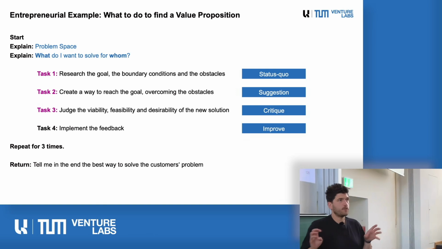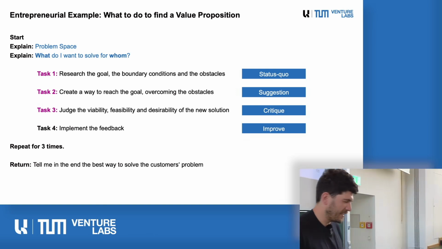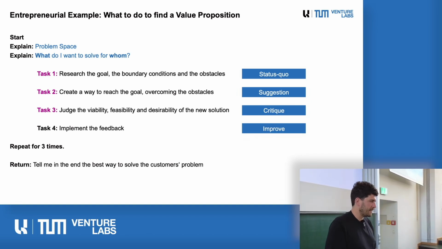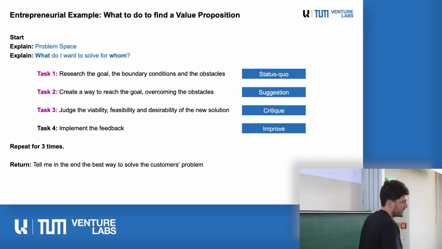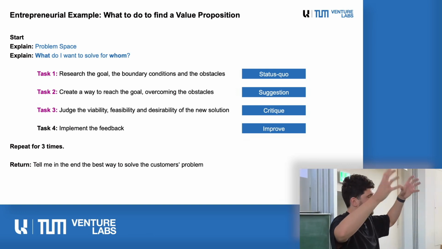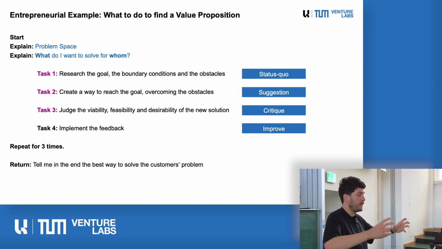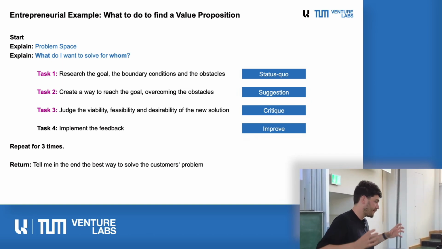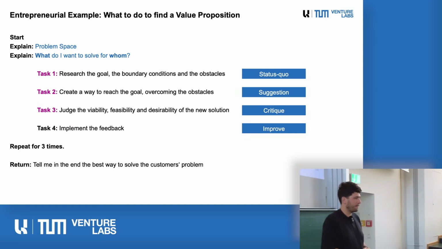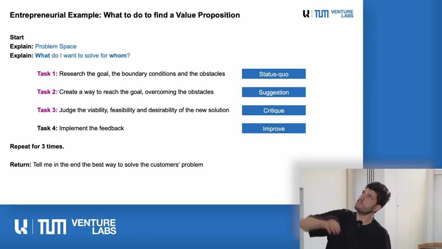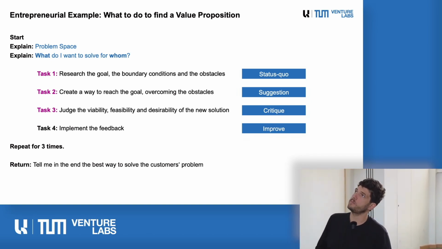A problem space, very short, we also go through that in the prototyping microclass. We have a customer group, somewhat homogeneous. They are trying to reach an objective. To get to this objective, they have obstacles and boundary conditions. So how can we get there? To get through that, we can use AI prompting. So we say, first, research the goal, the boundary conditions, and the obstacles. Second, create a way to reach the goal, overcoming the obstacles.